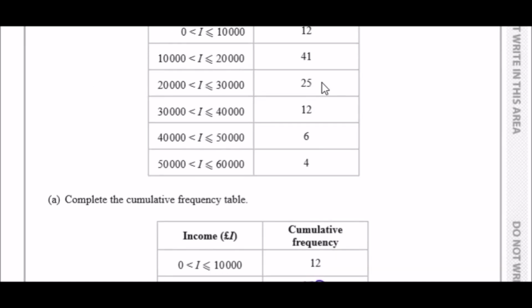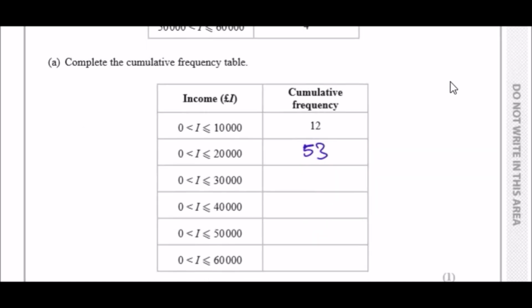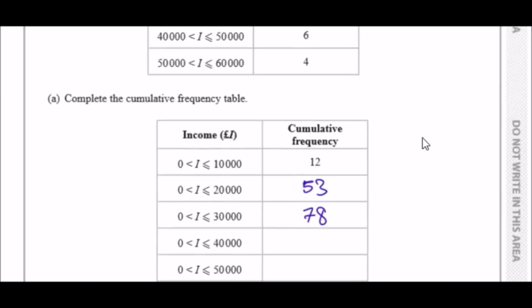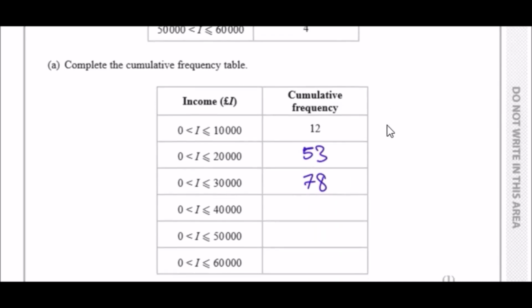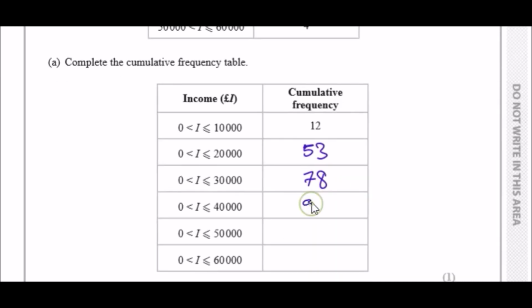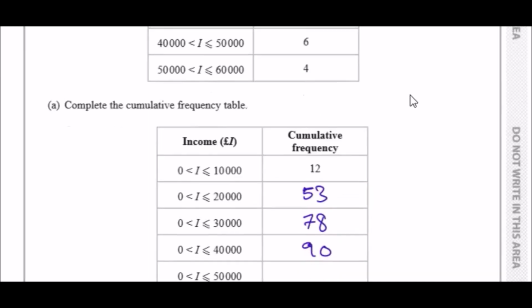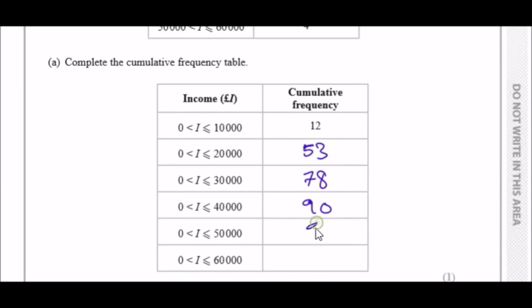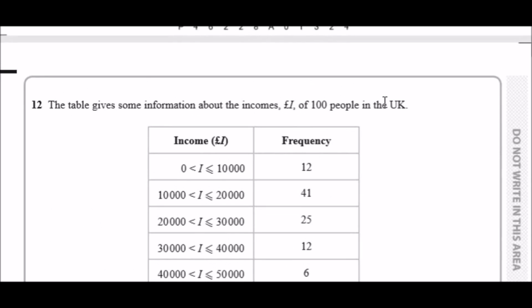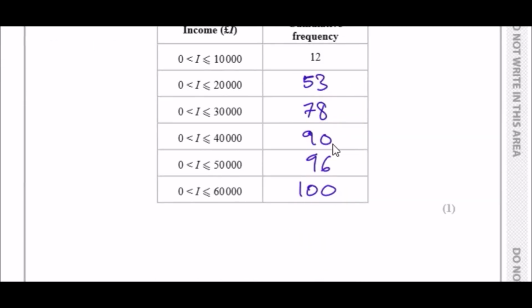So 53, and the next amount, up to 30k, is 25. So 53 plus 25 is, oh god, 78. I meant to say 78. Next amount, add 12 to 78. You should get 90. Add 6 is 96, and then add 4 is 100. That's correct, because you start with 100 people and you must have a total of 100.